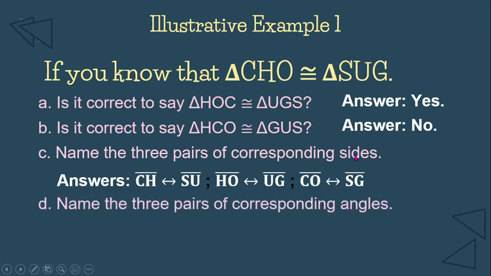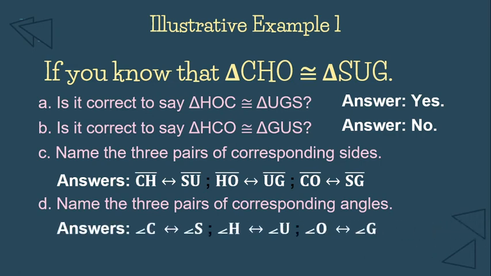And for letter D, name the three pairs of corresponding angles. So, angles naman tayo. Same lang tayo sa vertices, lalagyan lang natin ng symbol ng angle. So, we have here angle C corresponds to angle S. Angle H corresponds to angle U. And angle O corresponds to angle G.